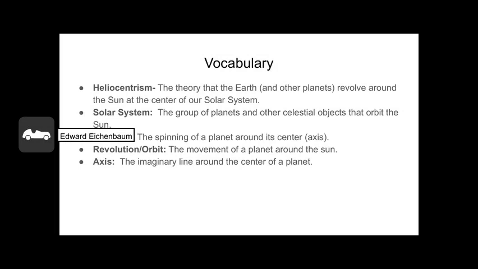I would like to have scholars read the vocabulary words aloud. I will cold call on a scholar to read a vocabulary word and then the definition, and then I will call on a different scholar to read the next vocabulary word and the definition associated with that word. Julia, will you please kick us off with heliocentrism, please?